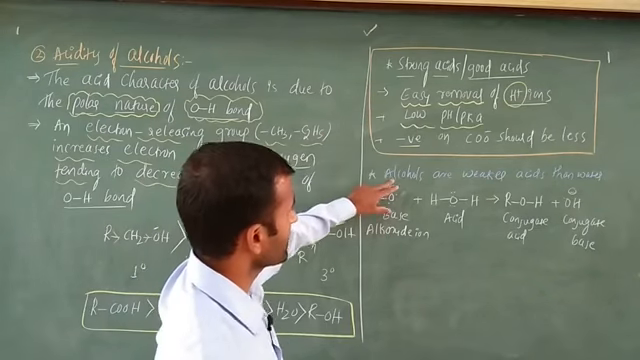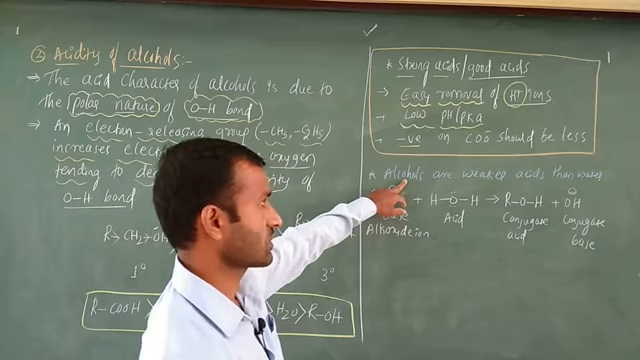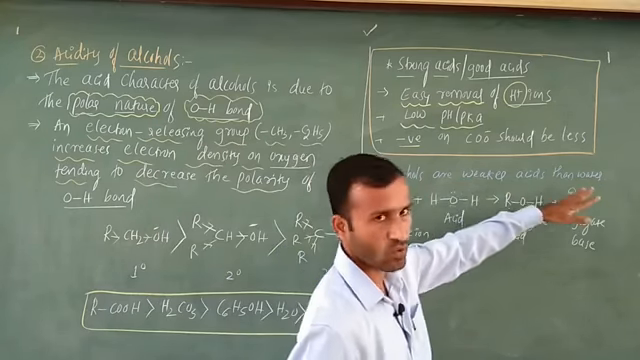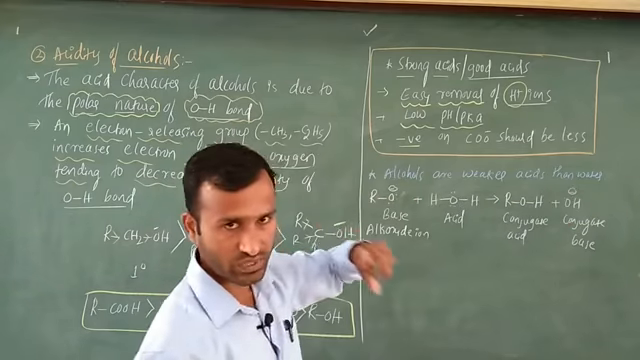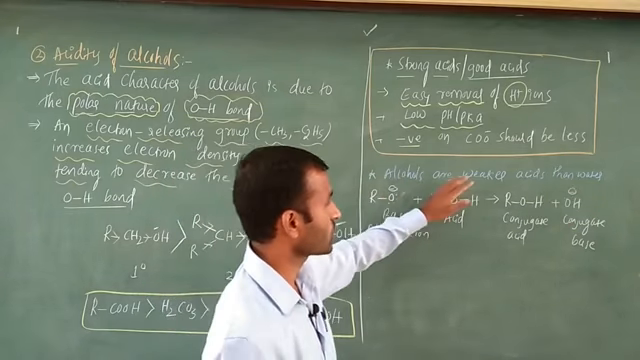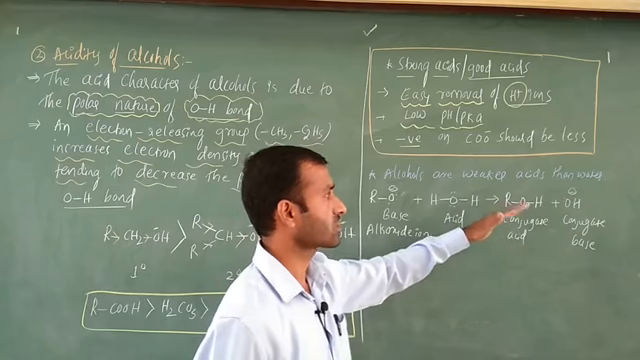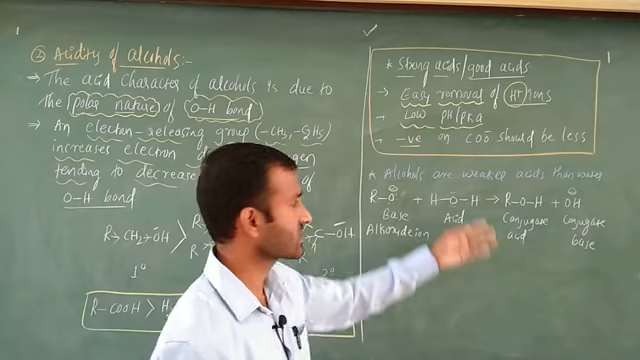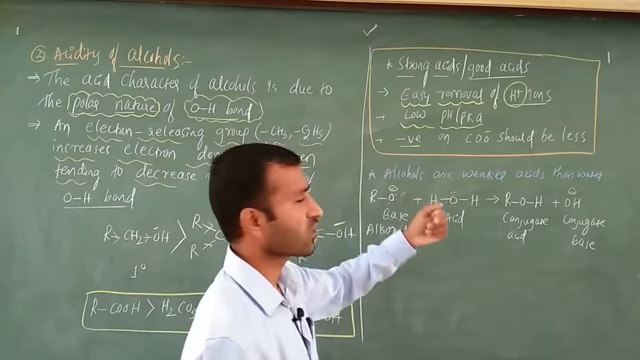Okay. Next heading is alcohols. I think it is visible or not, you have to check. Okay. Alcohols are weaker acids than water. This is a question. I repeat, alcohols are weaker acids than what? Water. Means in this case water is a strong acid, alcohol is less acidic.